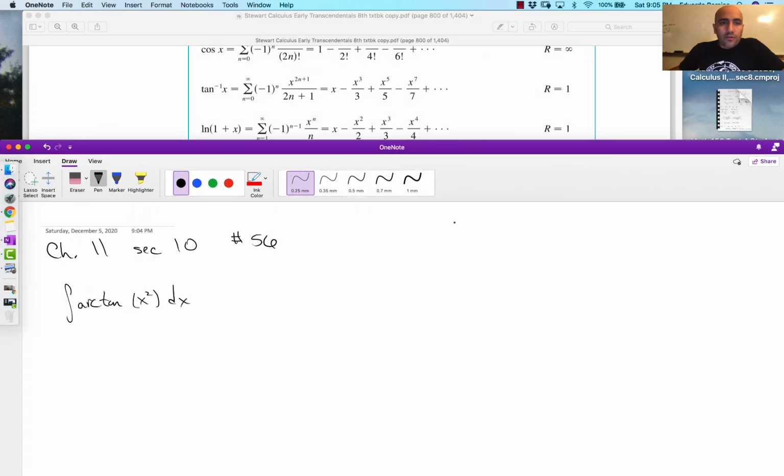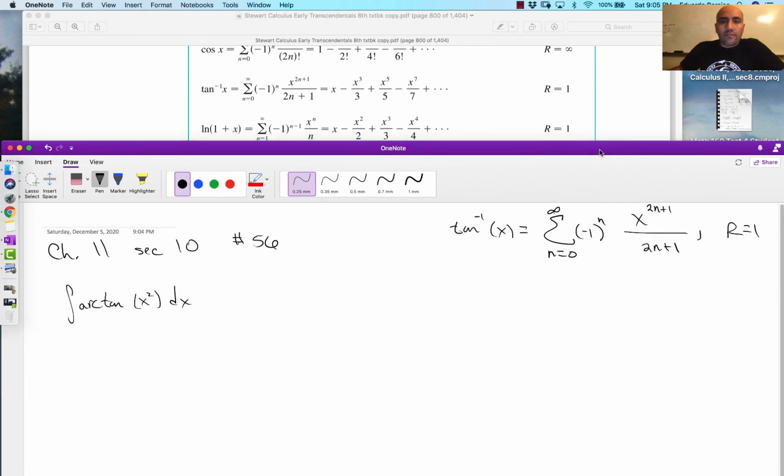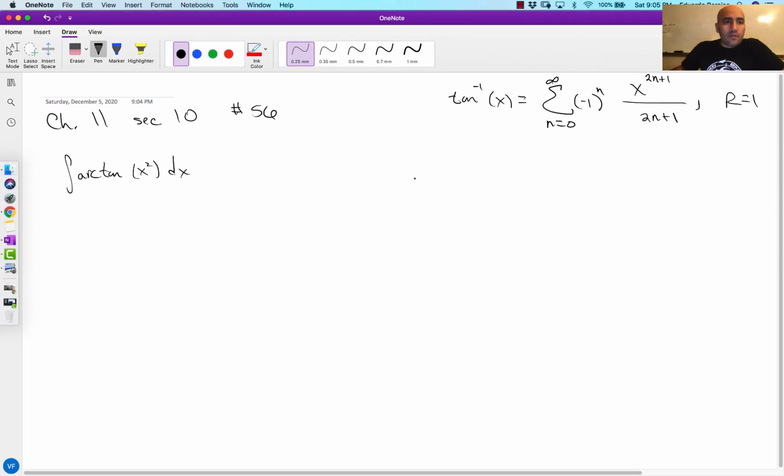So it's going to have something to do with tangent inverse of x equaling the sum from 0 to infinity of (-1)^n times x to the power of 2n plus 1 divided by 2n plus 1. Good. And this is for r equals 1, radius of convergence equal to 1. Okay, so ours is very similar to that one, except we have an x squared instead of just an x. Right? And in case it's not clear, this is arctan of x. Another notation style is to put this little -1 there.